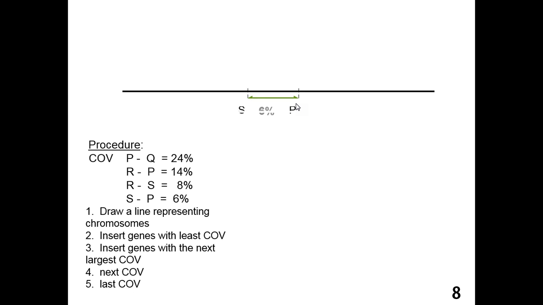So let's start. If you start with S and P as the 6% between the 2, you go on to input the next piece of information that you have, R and S, that's 8%. As I've mentioned previously, the crossover value itself indicates the magnitude but not the direction. So if R and S is 8%, it is possible for R to be located to the left or to the right of S by 8%.